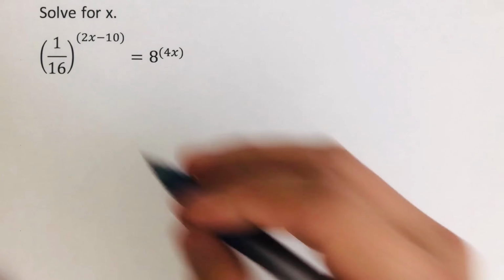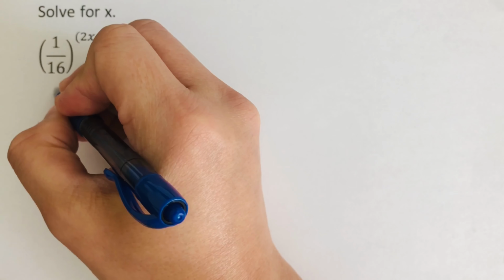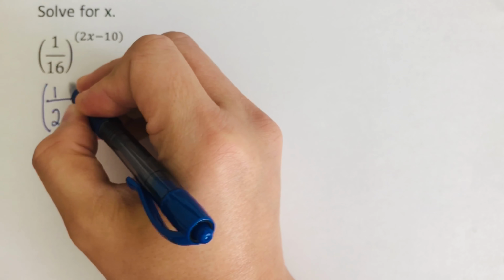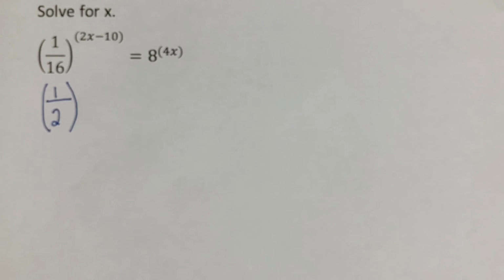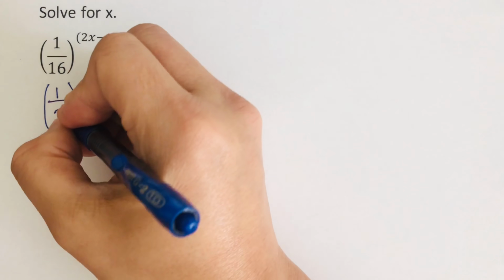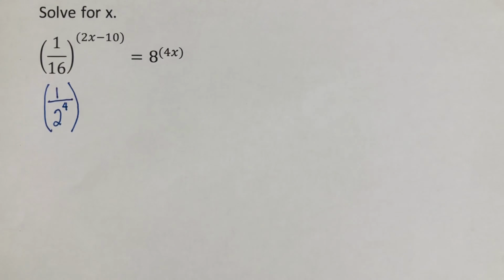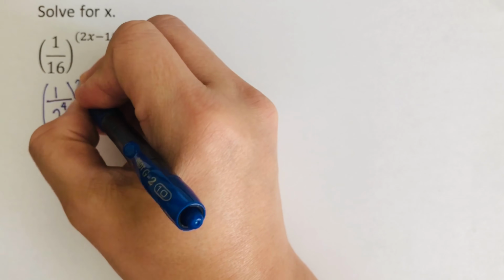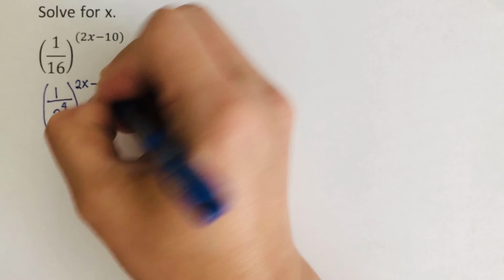So I can go ahead and rewrite this as 1 over 2 to the power... how many times do I multiply 2 so that it becomes 16? That would be to the power 4. That means 2 times 2 is 4, 4 times 2 is 8, 8 times 2 is 16. So that is 1 over 2 to the power 4. They're equivalent. And this is raised to the power 2x minus 10.